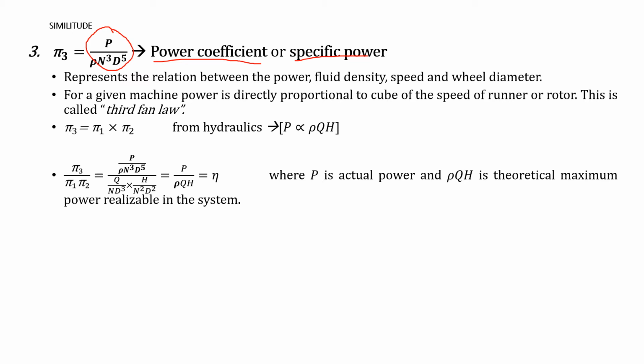So for a given machine, power is directly proportional to the cube of the speed of the runner or rotor. If there is a machine of fixed diameter, handling a fluid of density rho, then the power P is directly proportional to the cube of the speed of the runner or rotor. This statement we call the third fan law.